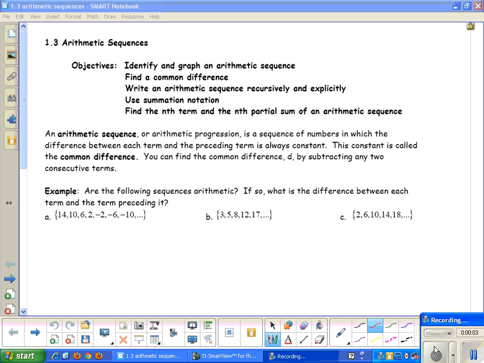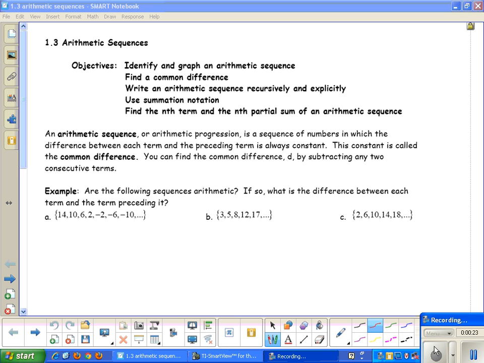Section 1.3 Arithmetic Sequences. Our objectives are to identify and graph arithmetic sequences, find a common difference, write an arithmetic sequence recursively and explicitly, use summation notation, and find the nth term and the nth partial sum of the arithmetic sequence. We might not get to those last two, but we'll see how the video goes.